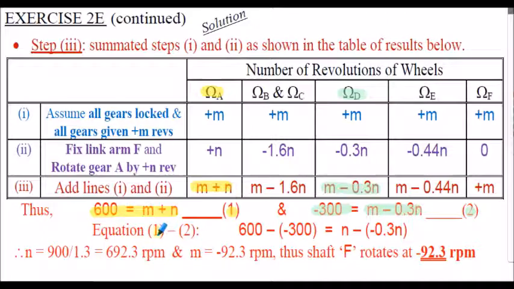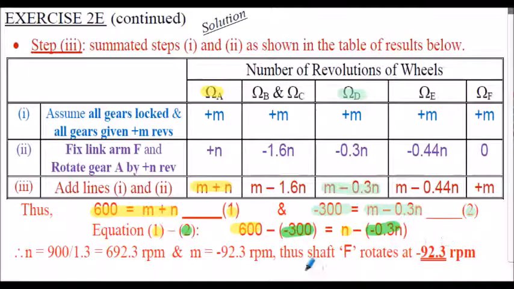So just equation 1 subtract equation 2, we'll be literally subtracting the equations. So that's my 600, and I'm taking away from that the minus 300 there. That's equal to my n, subtracting the 0.3 n there. Okay, so those are the simultaneous equations there.